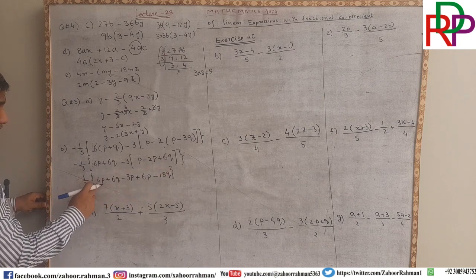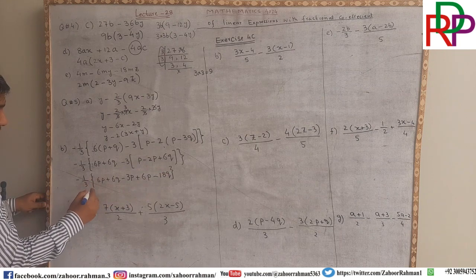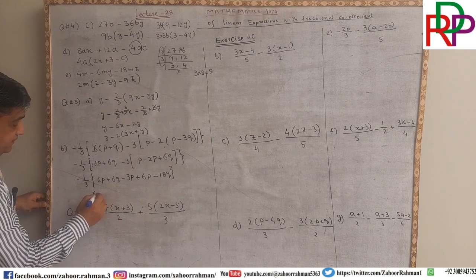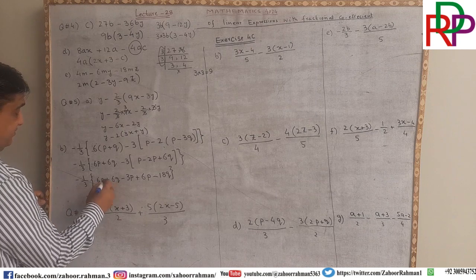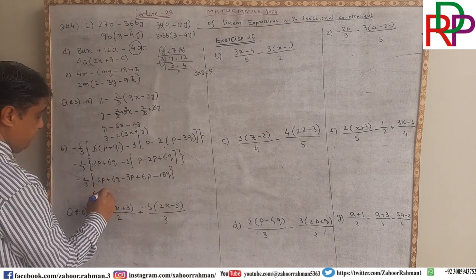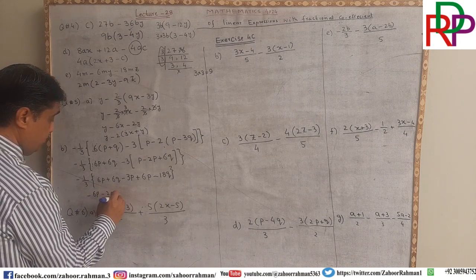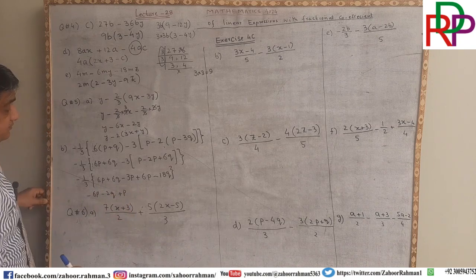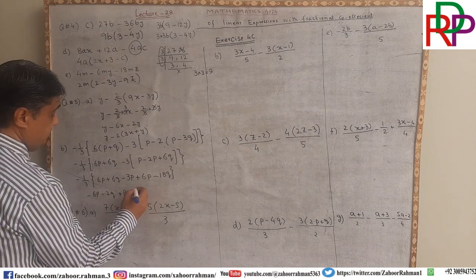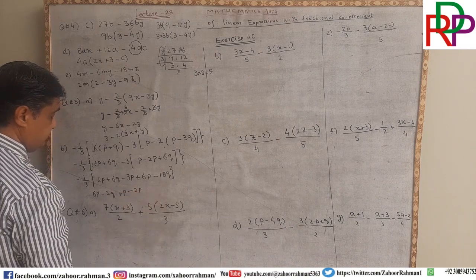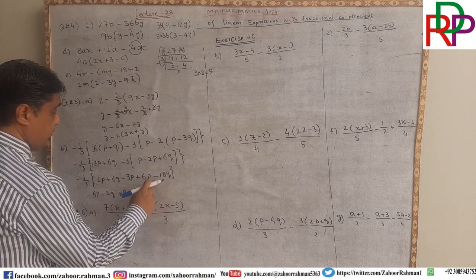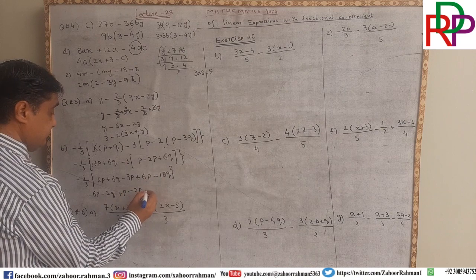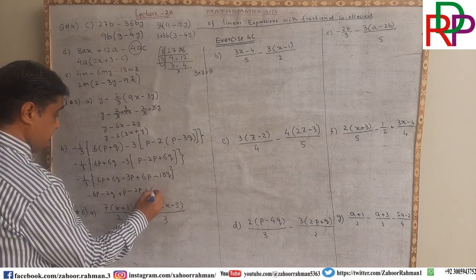So when this is multiplied with this, 3 ones are and 3 twos are, minus 6p, and then when this is multiplied with this one, minus 2q, and here it will be plus p, and here it will be minus 2p, and here it will be plus 6q.